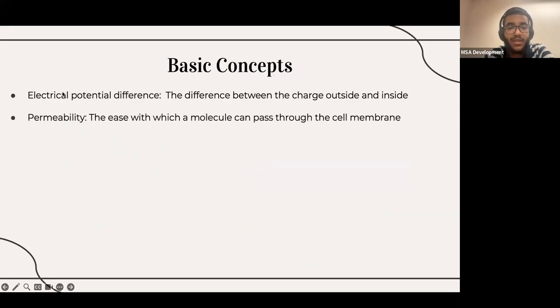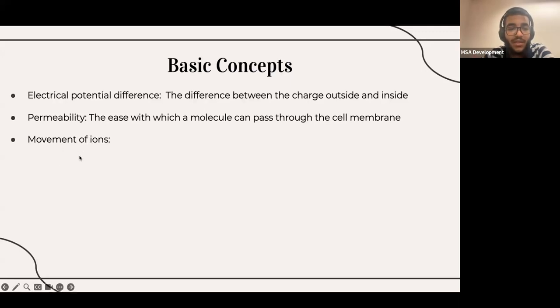Another term you have to understand is permeability. From the name, it comes from permission, or how much permission the ion has to go through the membrane. So it's the ease with which a molecule can pass through the cell membrane, and this depends on many things, like the number of ion channels in the membrane. That's mainly it, the number of ion channels in the membrane.